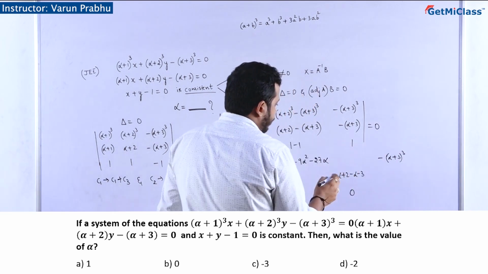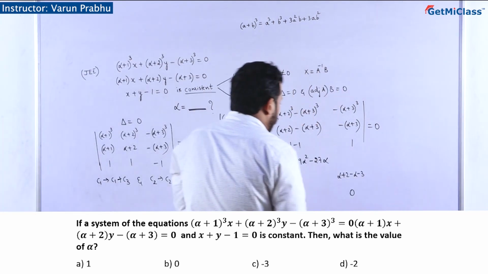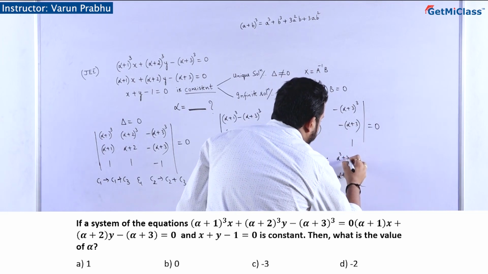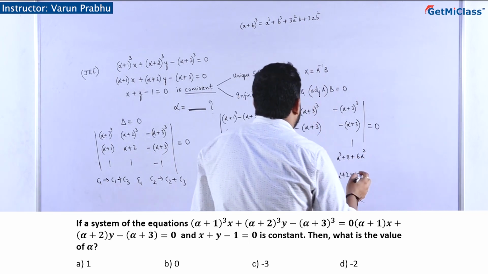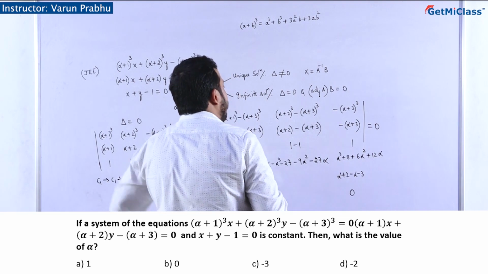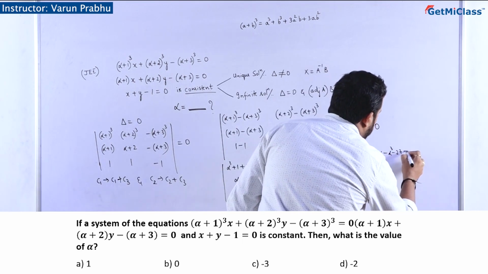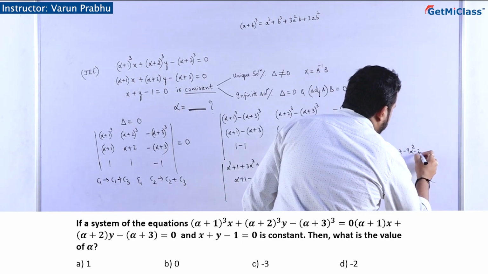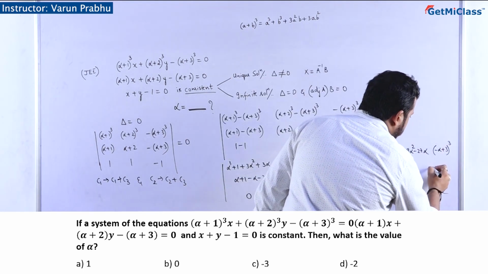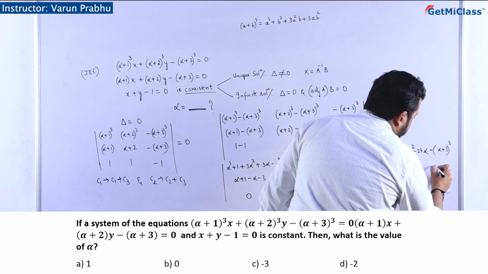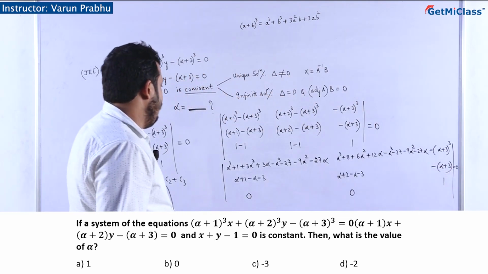Here what do we get now? We get alpha cube plus 8, 3 2s are 6 alpha square, 3 4s are 12 alpha, minus alpha cube minus 27 minus 9 alpha square minus 27 alpha. Then minus of alpha plus 3 the whole cube, minus of alpha plus 3, and 1. This value is equal to 0. So we'll simplify this.